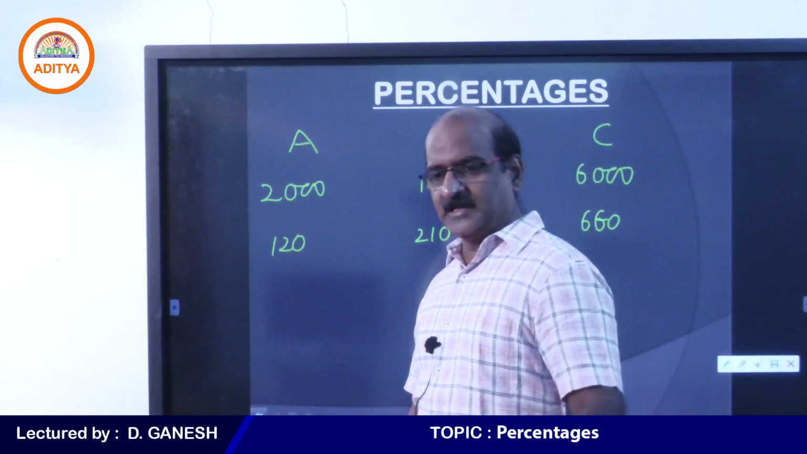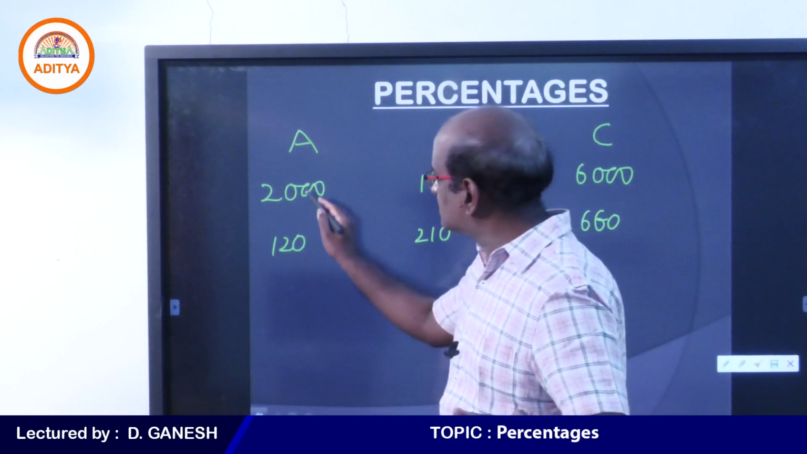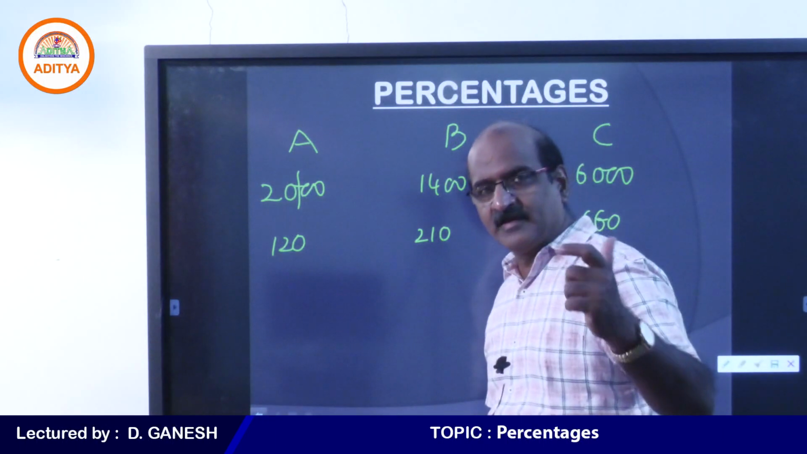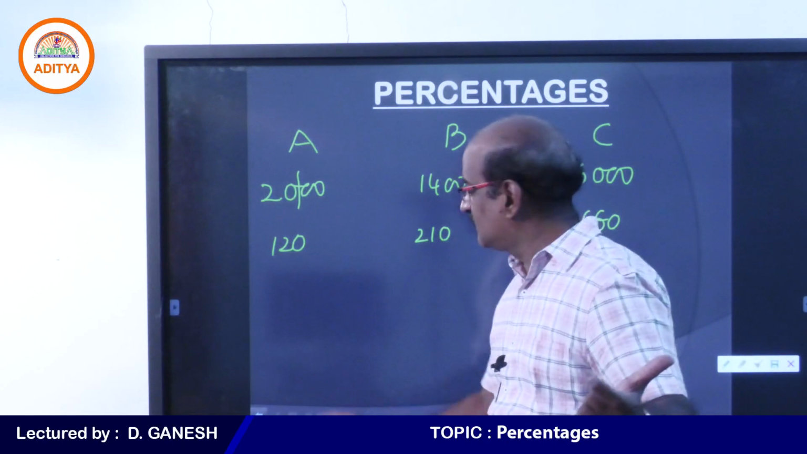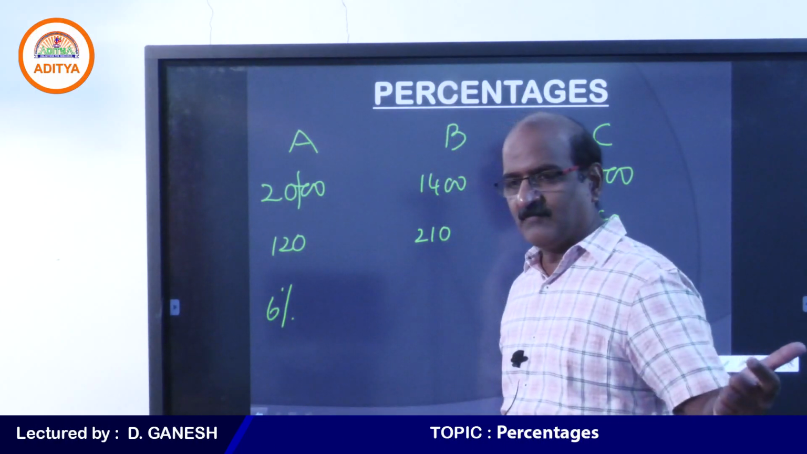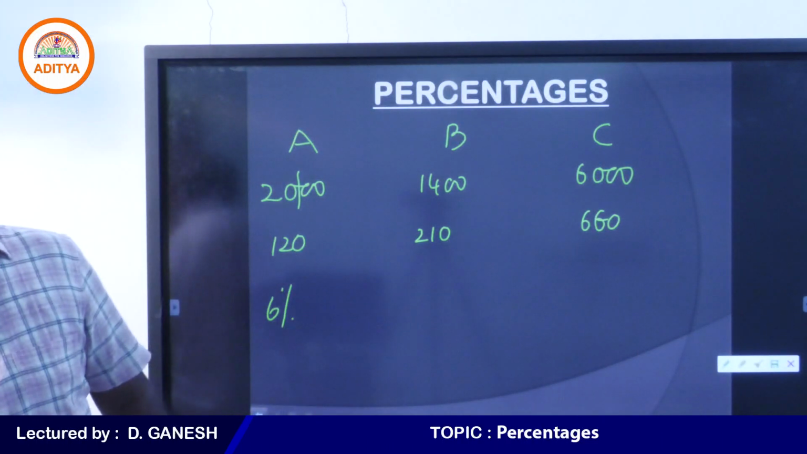So from city A, out of 2,000, every 1% is 20. So when every 1% is 20, 120 is 6%. If you can see that, 120 is 6%. Very good, very good.